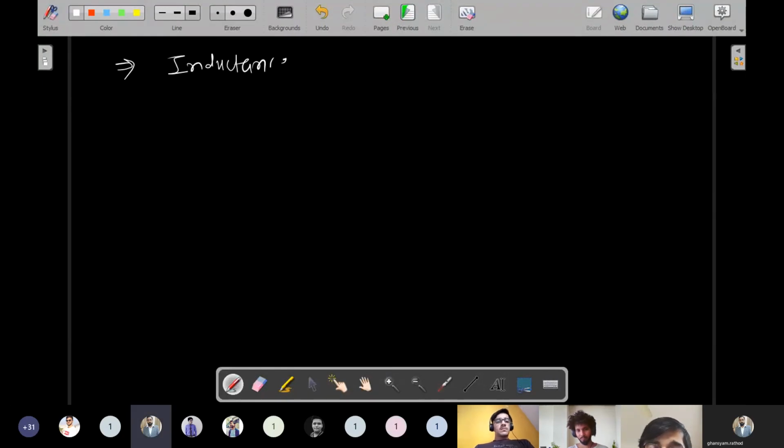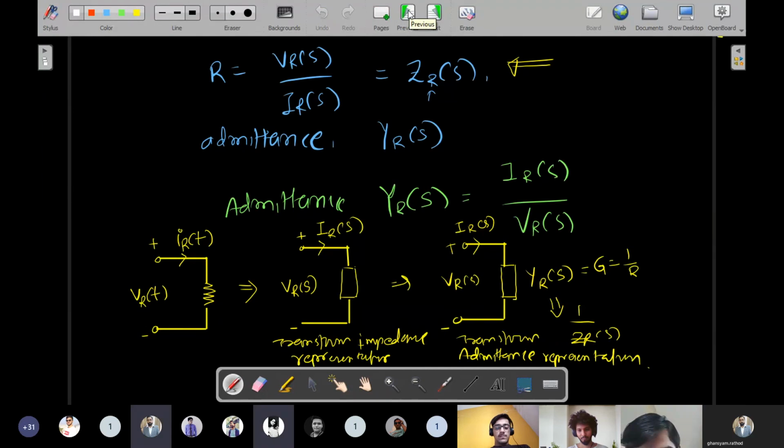Sir, can you go to the last slide, please? Any doubt, or are you writing this? Okay. So this is just a conversion. This is in time domain. This is for time domain resistance representation. Anybody having doubt in this one? This is basic Ohm's law kind of equation.